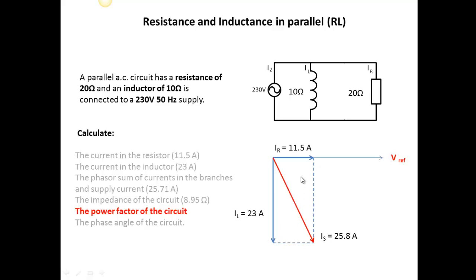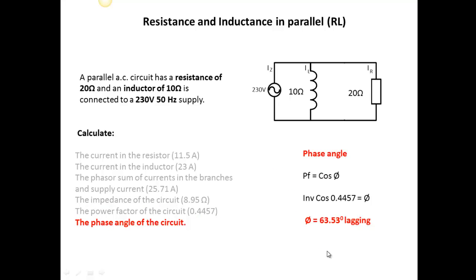The power factor of the circuit is all to do with this angle here. It's the cosine of this angle. So the power factor is IR divided by IS. So in a series circuit, remember, it was R over Z. Here it's the current of the resistor divided by the current of the supply. And that gives me 11.5 divided by 25.8, 0.4457.